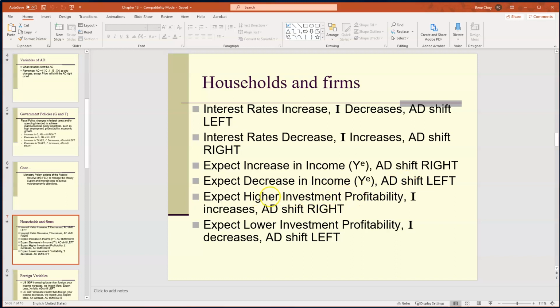Investment profitability: if you have a change in investment profitability to the increase, so if companies think they're going to be making more money, then investment tends to increase and the aggregate demand tends to shift to the right. If you expect investment profitability to decline, then you'll see a decrease in the level of investment and the aggregate demand will shift to the left.